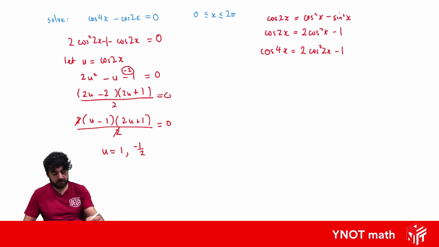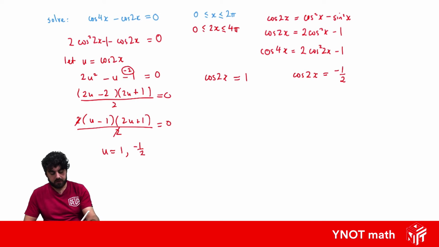But we let u equal cos of 2x. So we have cos 2x equaling 1, or cos 2x equaling minus a half. And since we're solving with the domain between 0 and 2 pi, and we've now got cos of 2x, we'll expand our domain by multiplying everything by 2. So we're looking for values of 2x between 0 and 4 pi. So we need to go ahead and use our unit circle to solve these.